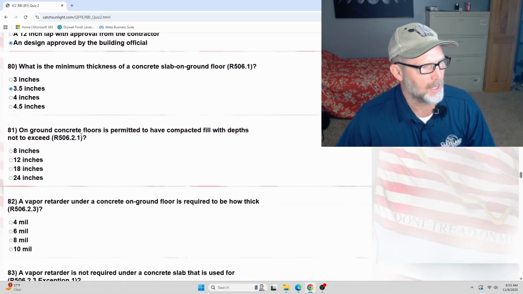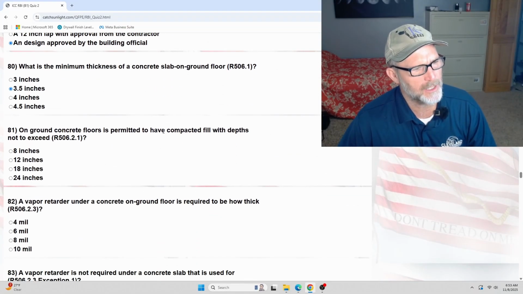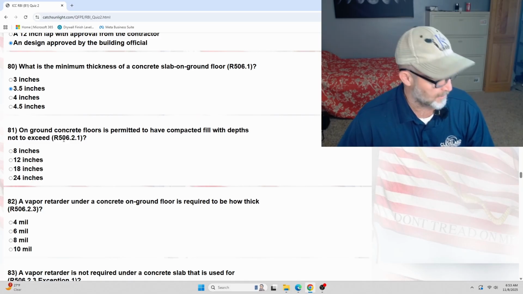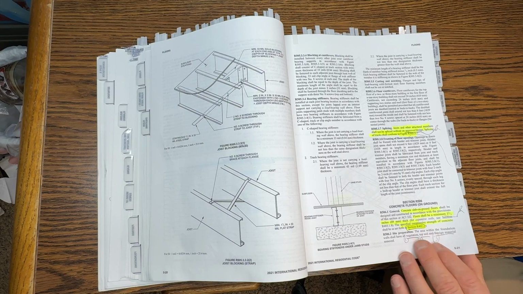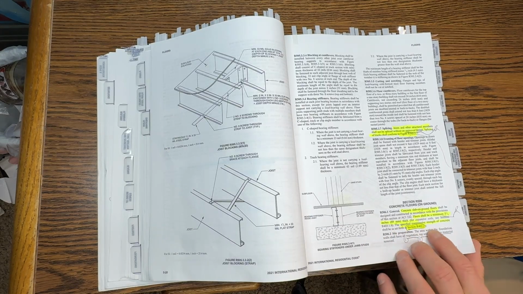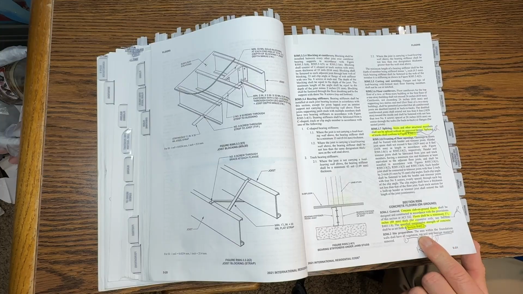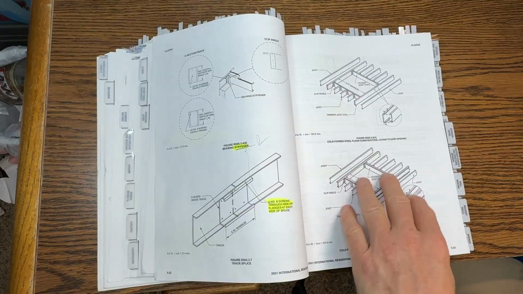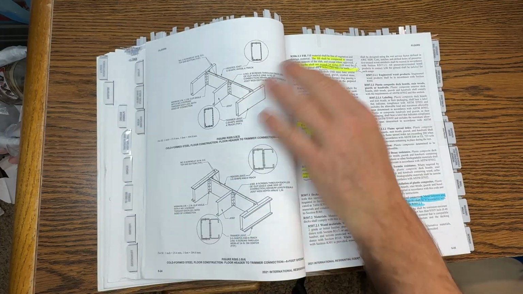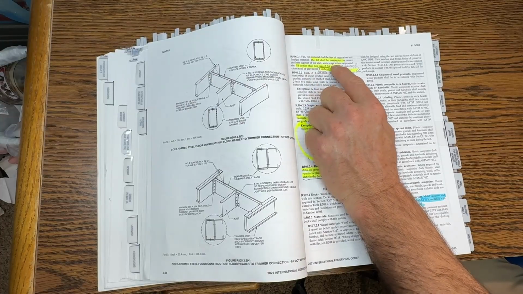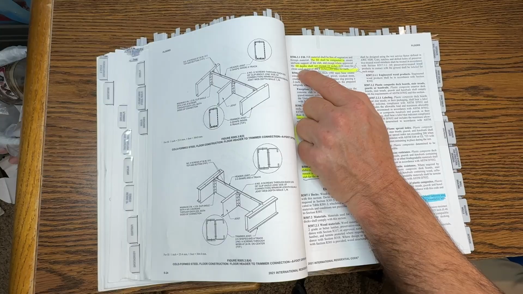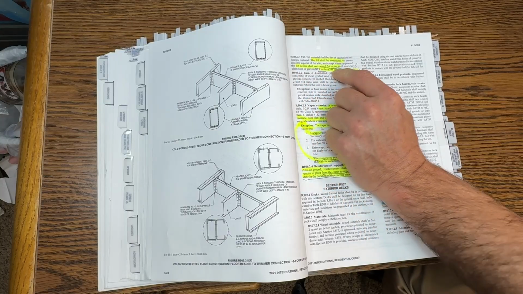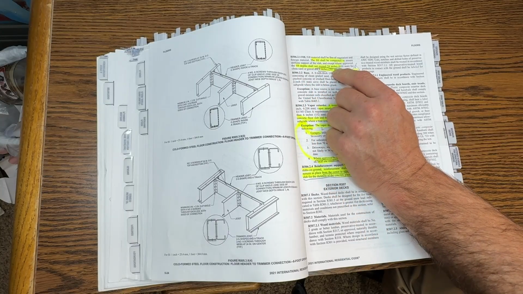81. On ground concrete floors are permitted to have compacted fill with depths not to exceed what? Let's go back to R506.2.1. Yeah, there it is. All right, so the fill shall be compacted to a uniform support of the slab, and except where approved, the fill depth shall not exceed 24 inches. So you can't have more than 24 inches under your slab.